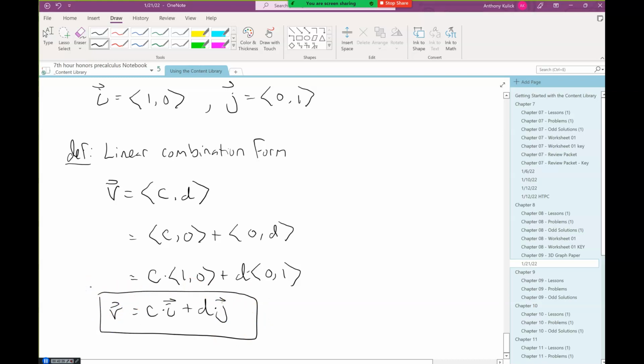So that's our linear combination form. Again, it's the vectors written in terms of a constant times i plus a constant times j. And really, it's really easy, right? The x component is your coefficient on i, and your y component is your coefficient on j. It's nothing more to it than that.